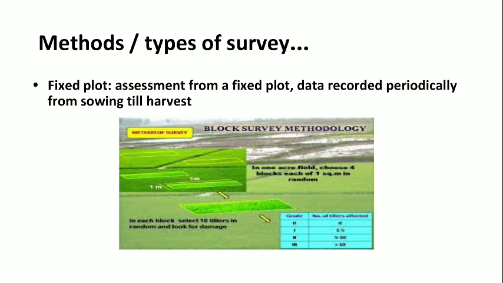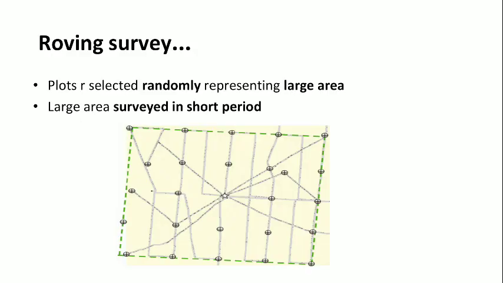Next, methods or types of survey. There are two types. First one, fixed plot. Second one, roving survey. In case of fixed plot, assessment is done from a fixed plot, and data is recorded periodically from sowing till harvest, and in one field around 4 to 5 sampling plots are selected. Next, the roving survey. In this method, plots are selected randomly, and a large area is surveyed in a short time.